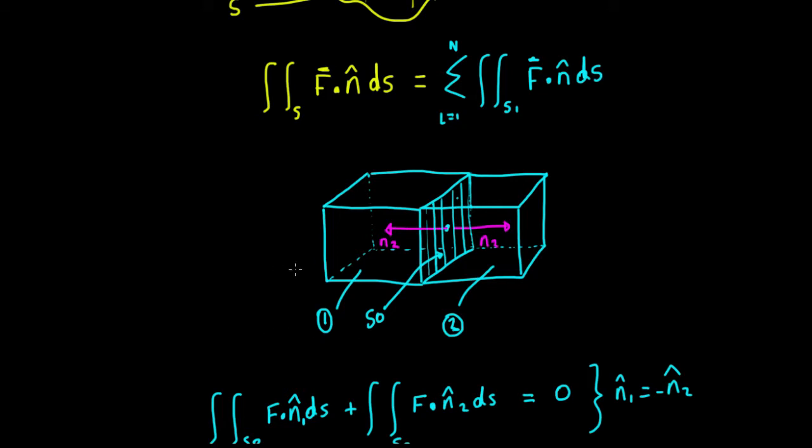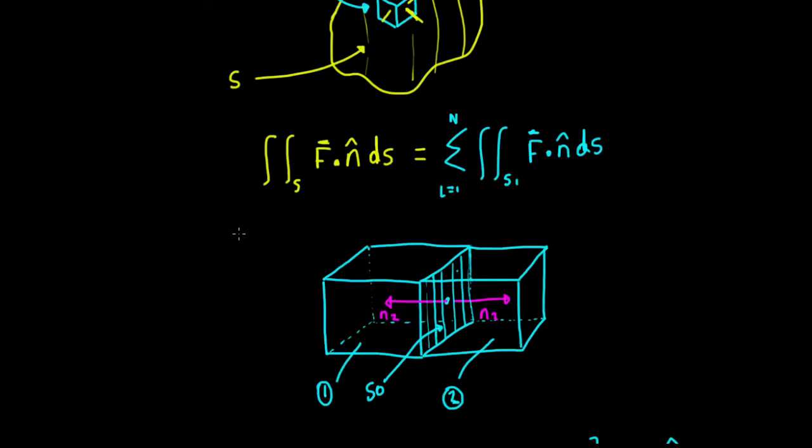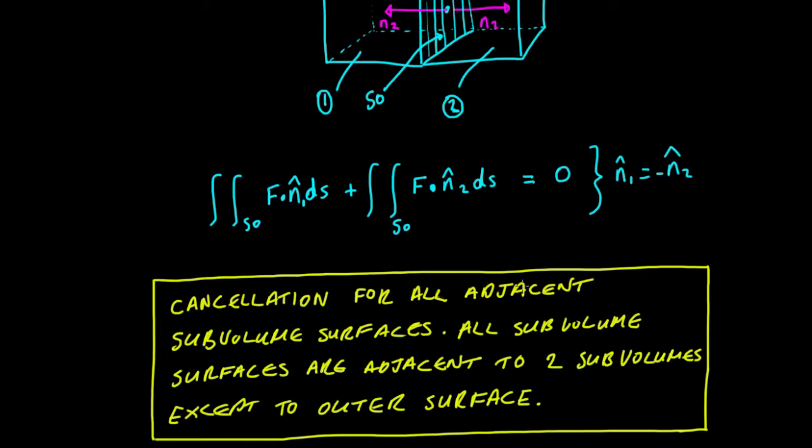Now if we were to add up more and more of these volumes, we'll notice that at the surfaces where they connect, the flux is going to equal 0. So if we continue this until we build up the entire surface, the only flux that's actually going to count would be the flux on the surface of the yellow surface here, which would be the flux over the entire surface. So stated in words, there's a cancellation for all of the adjacent subvolume surfaces. All subvolume surfaces are adjacent to two subvolumes except for the outer surface.